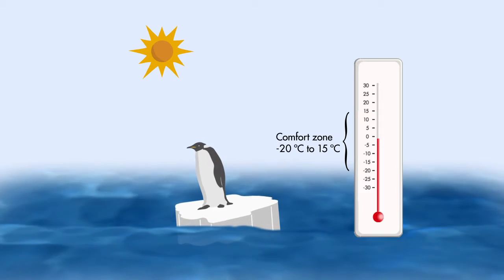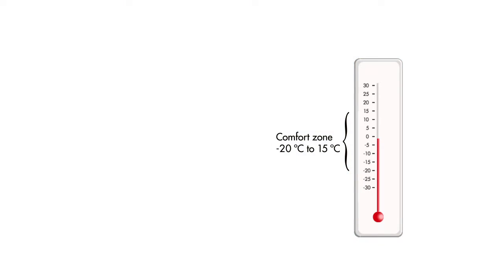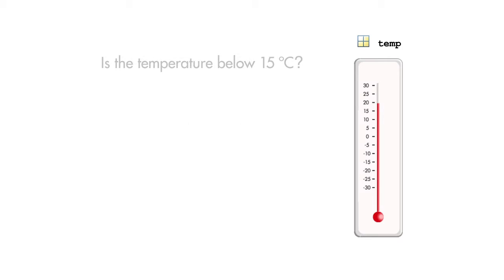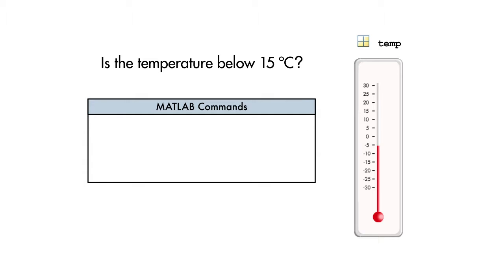So, how can we do this? Let's see how to use relational and logical operators to check if the temperature conditions are met. Assume the current temperature value is stored in the variable temp. Let's begin by looking at the question, is the temperature below 15 degrees Celsius? To answer this, we use the relational operator less than, as shown in this expression. In this case, we're checking if the value stored in the variable temp is less than 15.